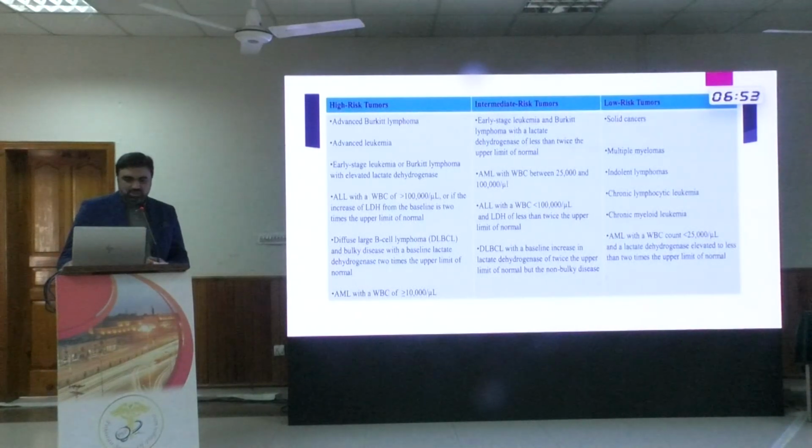Coming to the intermediate risk, if the patient is early stage having leukemia or Burkitt lymphoma with LDH of less than twice the upper limit of normal, AML with WBC between 25,000 and 1 lakh, ALL with WBC of less than 1 lakh and LDH of less than twice the upper limit of normal, and diffuse large B-cell lymphoma with a baseline increase in lactate dehydrogenase of twice the upper limit of normal, but not Burkitt disease.